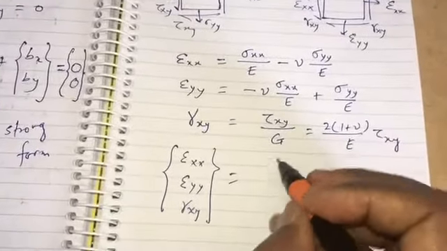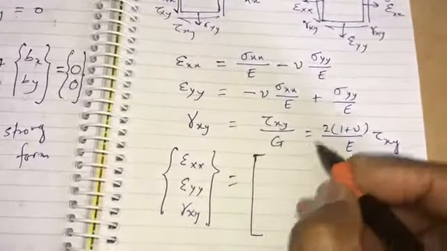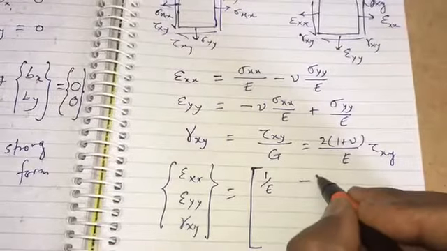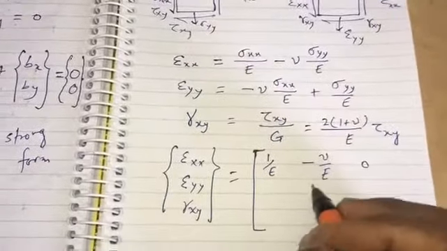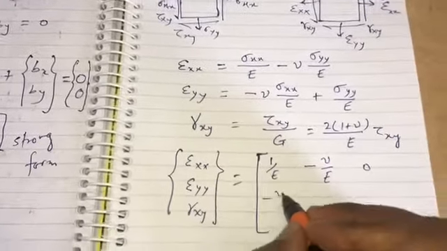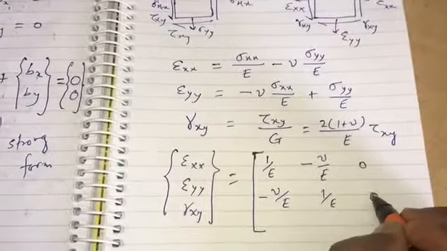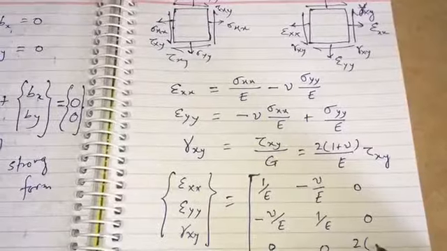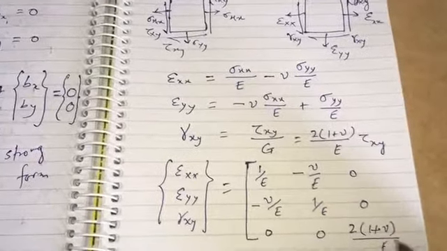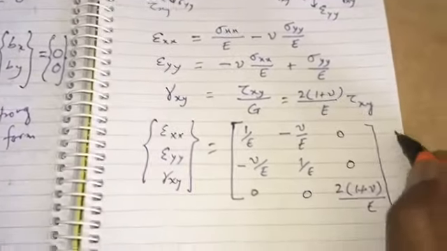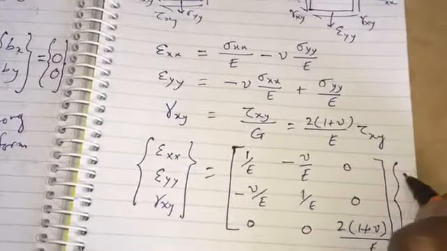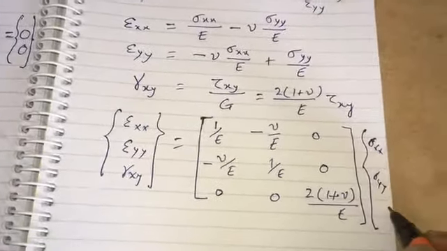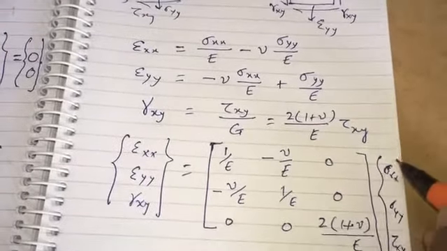So we can write here, we have 1 over E, then minus nu over E, then 0, then minus nu over E, 1 over E, 0, and 0, 0, and then we have 2 times 1 plus nu over E. So this is one matrix, multiplied by sigma xx, then sigma yy, and then tau xy.